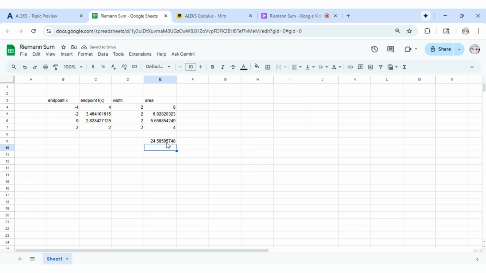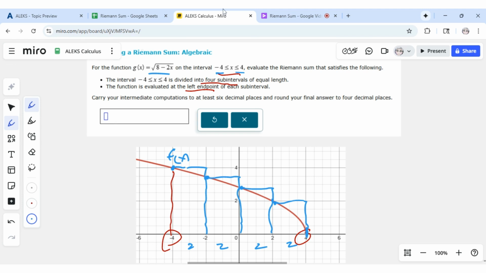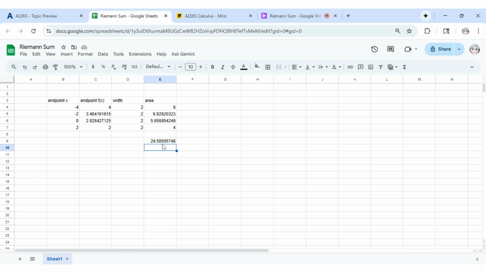And we get 24.5851. Actually, the problem asks us to round the final answer to 4 decimal places. So they're asking for a lot of precision there. So that's 4 decimal places, that 0.5851.